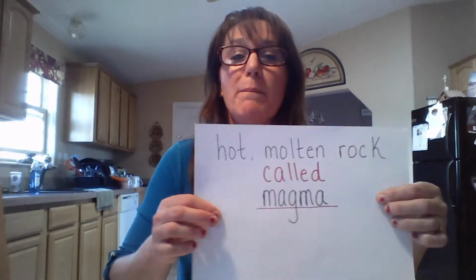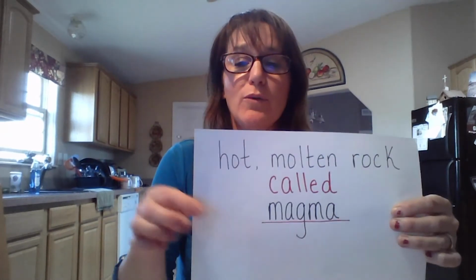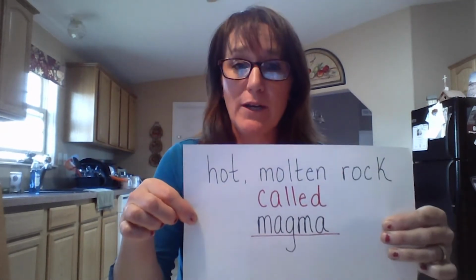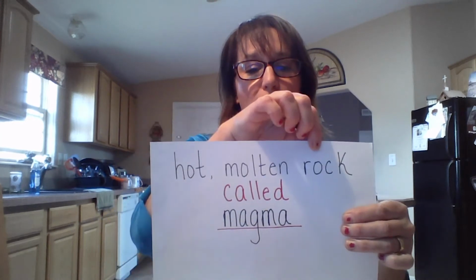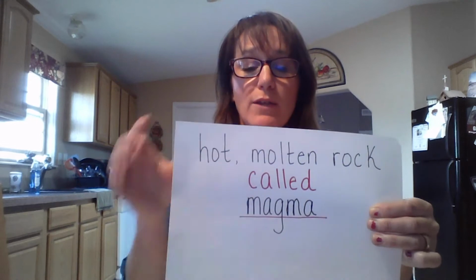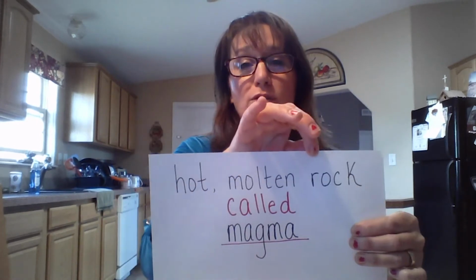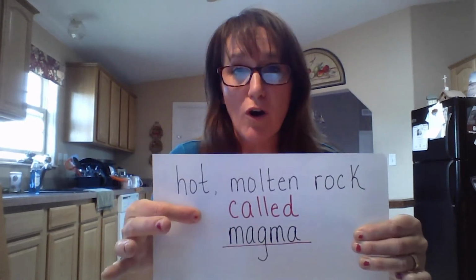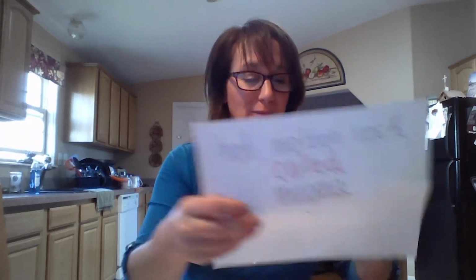So you've been studying erosion, and this week you came across one word called magma. I know in the text right before the word magma, it said hot molten rock. The next word was called, and then magma. So I know that magma is melted rock because the word called is right before it.